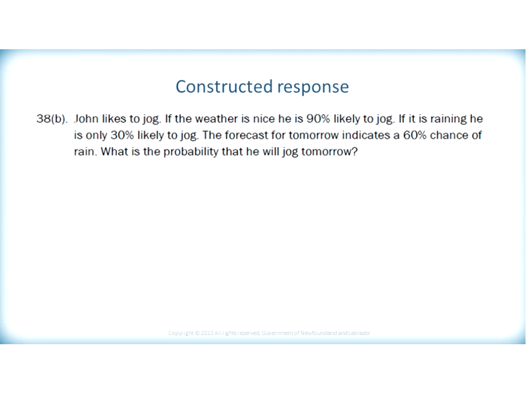John likes to jog. If the weather is nice, he is 90% likely to jog. If it's raining, he is only 30% likely to jog. The forecast tomorrow indicates a 60% chance of rain. What is the probability he will jog tomorrow? Well, this is conditional probability. And so we have the probability that he will jog.